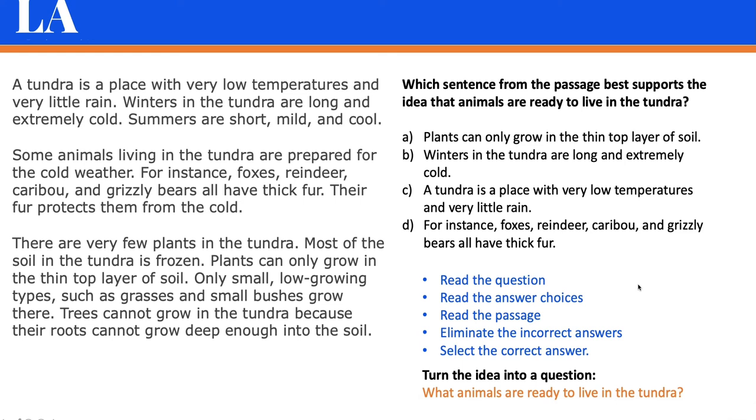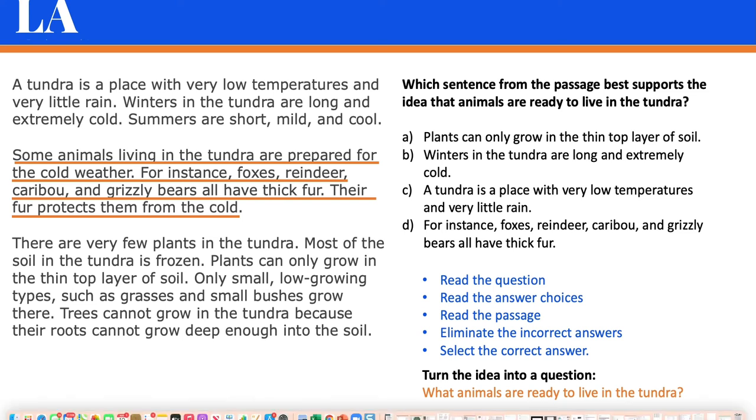As I read the passage, I remember reading something about animals, and the question is asking me about the idea that animals are ready to live in the tundra. So I'll go back into the passage and find that it states some animals living in the tundra are prepared for the cold weather. For instance, foxes, reindeer, caribou, and grizzly bears all have thick fur. Their fur protects them from the cold.